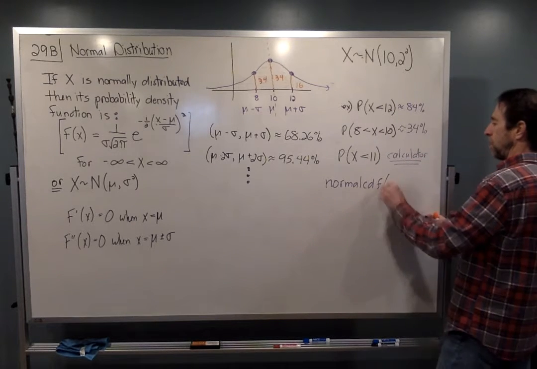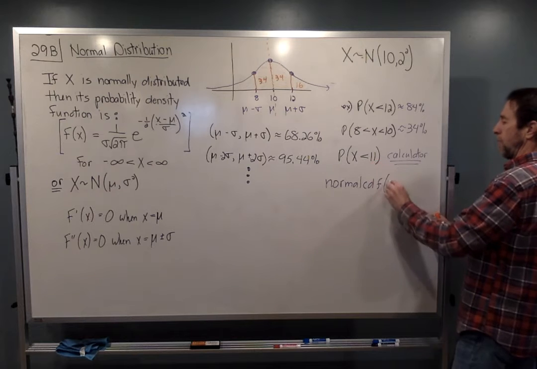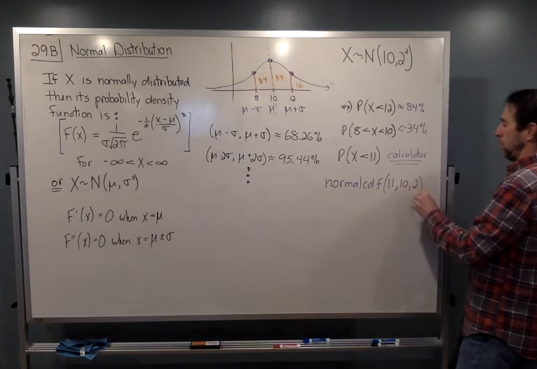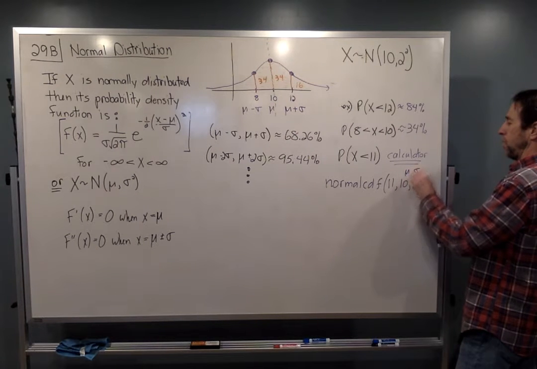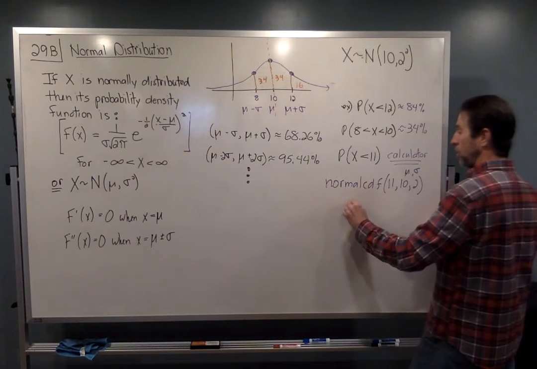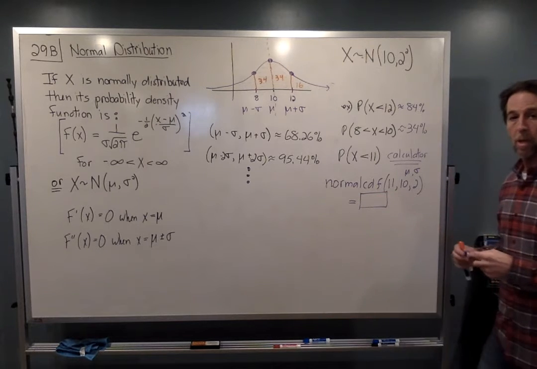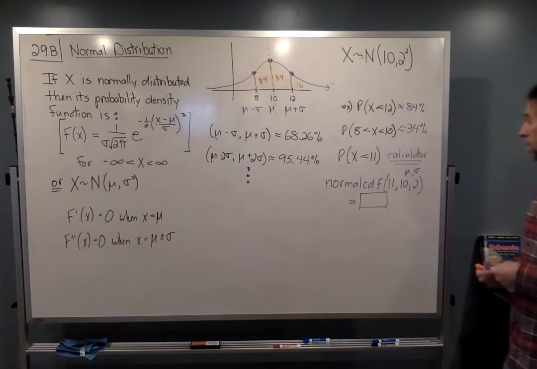And then we'd have to understand the syntax. Well, if I put 11, comma 10, comma 2, so it's going to be the mu and the standard deviation, this should give you my answer. I don't have a calculator up here with me, but you can go ahead and find that.